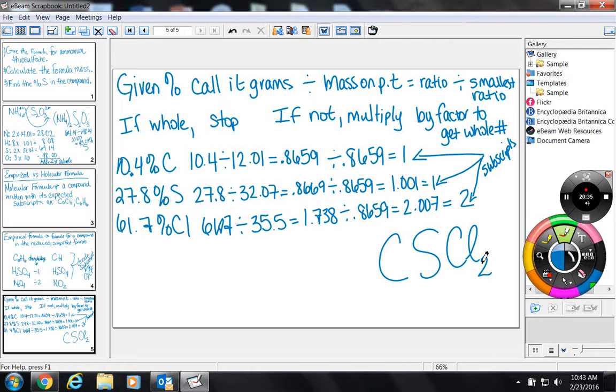Now, if I get 2.5, I can't round. I'd have to multiply. What would I multiply 2.5 by to get a whole number? 2. That would make it 5. And what I do to one thing in math, I have to do to the others. So if that was 2.5, this would become 5. That would become 2. And that would become 2. So, multiply it by two.